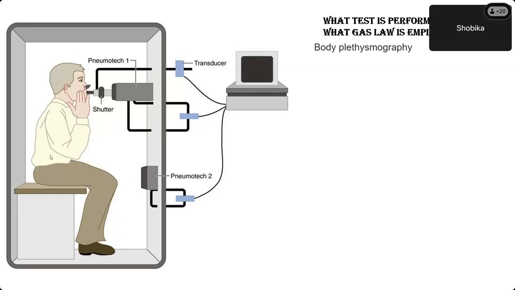Excellent. So, what is this test used for? Why do you want to do body plethysmography? To measure the volume and FRC. Yes, by measuring for FRC, you are right. You cannot measure it by other spirometry. FRC and residual volume, you can measure only by what is called body plethysmography.